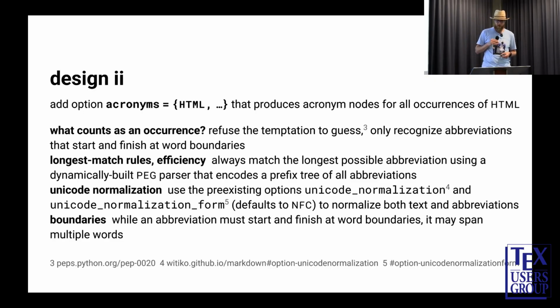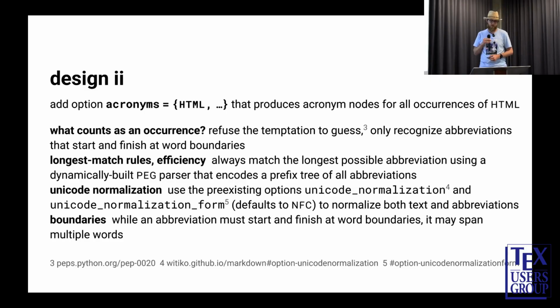And as for the boundaries, we still require that an abbreviation must start and finish at word boundaries, but they can span multiple words. And that's also why we need a PEG parser for this, because if an abbreviation could be just a single word, then it would be easy, right? We would just check the following word and look into a hash table. But here, we don't know how many words the abbreviation could possibly span, so we need something smarter. So those are the requirements and also the design for the feature.